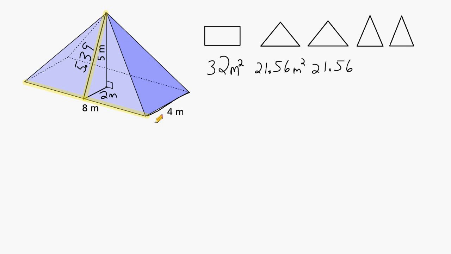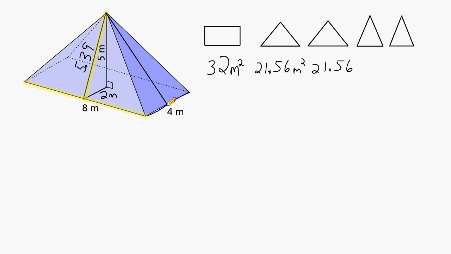Now we know for this triangular surface what the base length is, that's 4 meters, but now we have to figure out what is the slant height of that triangular face. Now we already know that the base length of this triangular face is 4 meters, but what we have to do is figure out what is that triangle's height, or what is the slant height of that triangular face.